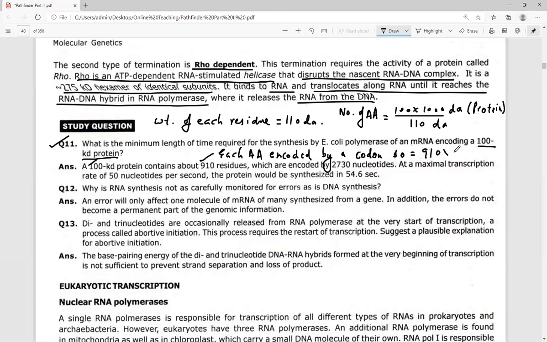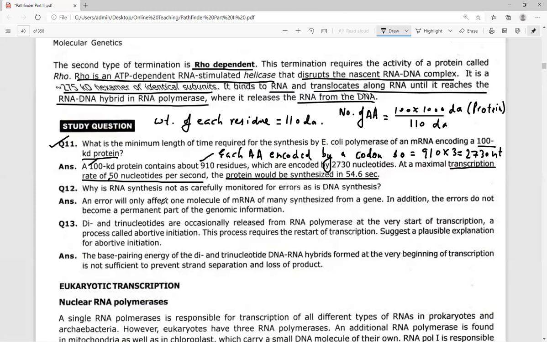So the number of amino acids, 910, into 3 will give you the number of nucleotides, and that is equal to 2730 nucleotides. Okay, at a maximum transcription rate of 50 nucleotides per second, the protein will be synthesized in 56.6 seconds.